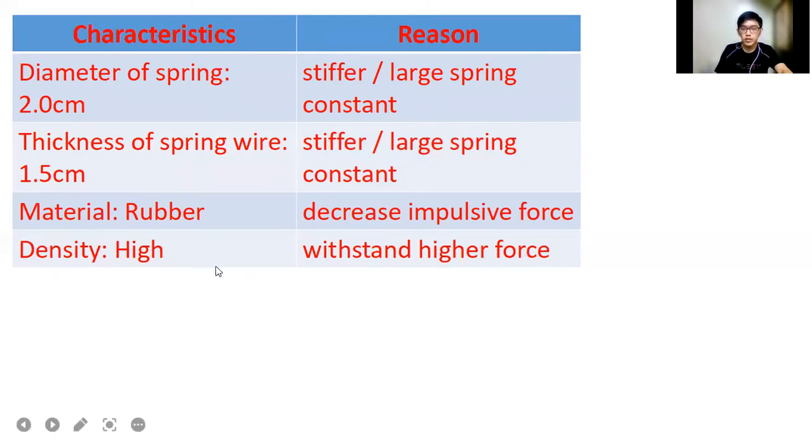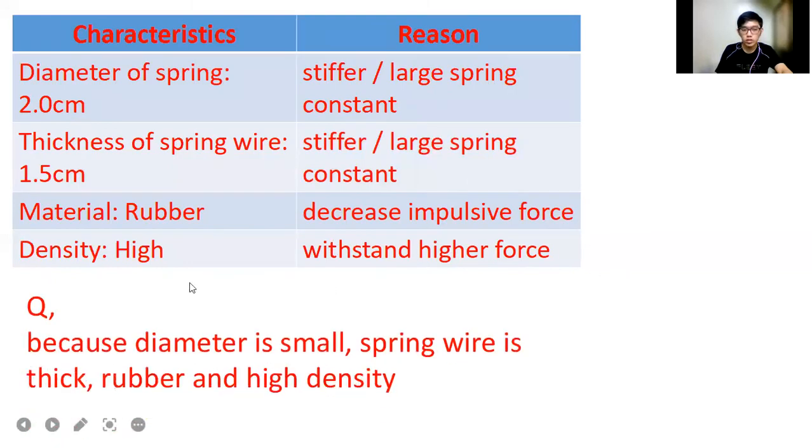So each characteristic and correct reason will be given 1 mark, and your choice is Q. You are given 1 mark here, and you copy again your characteristics, and you will be given 1 more mark, which is 10 marks for the total.